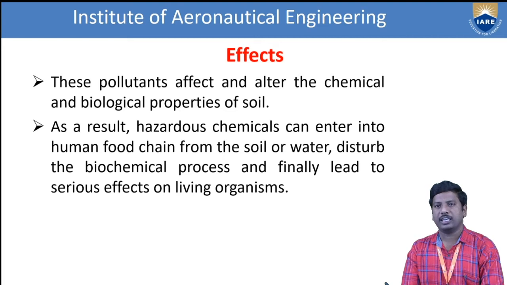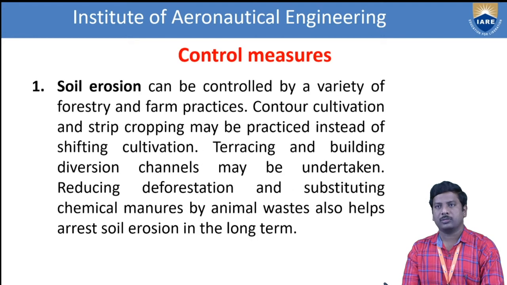Now let us see what the effects of soil pollution are. These pollutants alter the chemical and biological properties of the soil, both the chemical and biological properties. As a result, hazardous chemicals can enter the human food chain from the soil or water, disturb the biochemical process, and finally lead to serious effects on living organisms. Now let us see how to control soil pollution. First, soil erosion can be controlled by a variety of forestry and farm practices.